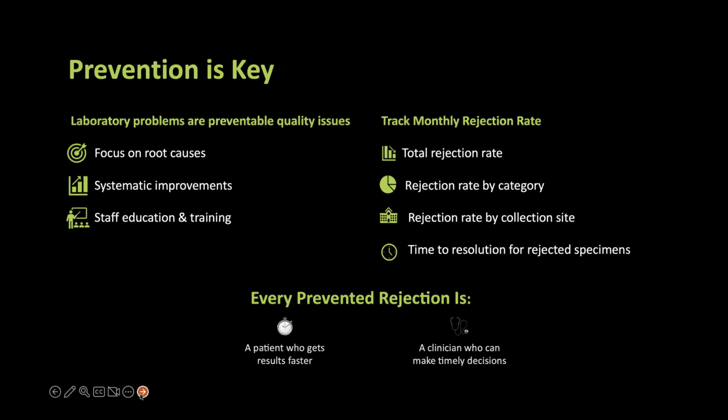So the good news is that many of these rejections are predictable and preventable. For the collection team, there are things that they can do immediately, like double check specimen labels before sealing, verify that the specimen volume matches the ordered test, and unit heads can track rejection data regularly to identify trends and intervene early. I'm sure we all have the same goal: every patient who gets results faster is a clinician who can make timely decisions.